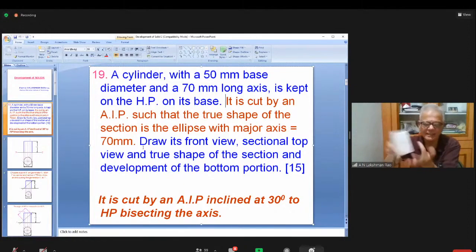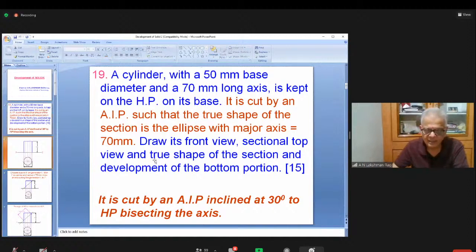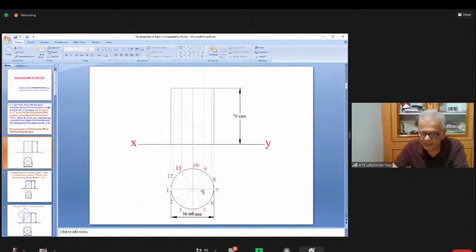So on HP, I get a circle. On this rectangle, I get this. Right. I got a circle here, then a rectangle here. I have divided it into 12 equal parts. It is better if you divide into 12 equal parts, you get a very good figure.